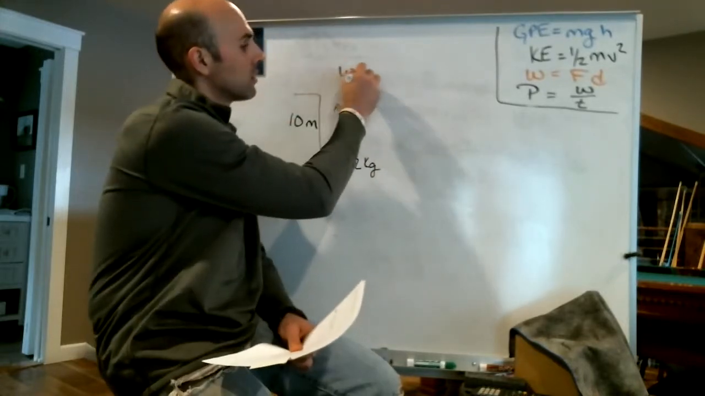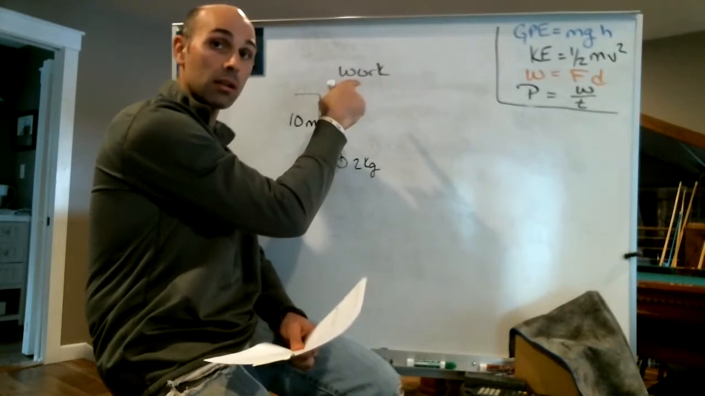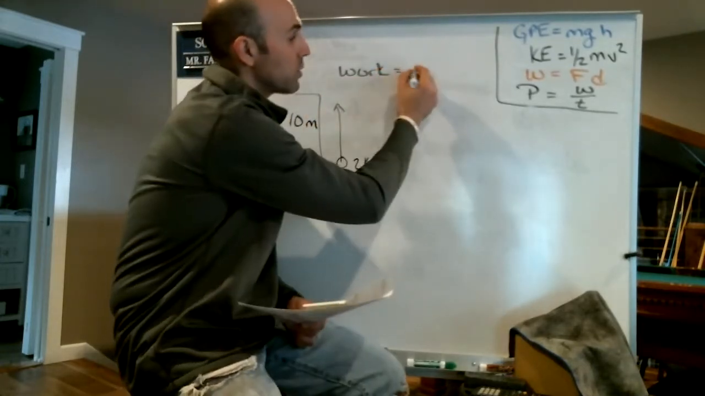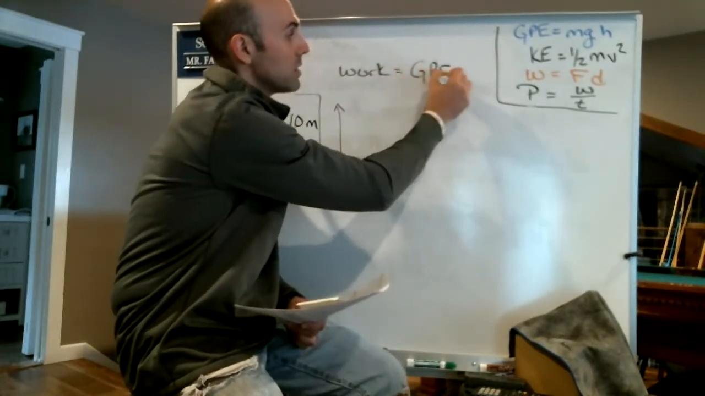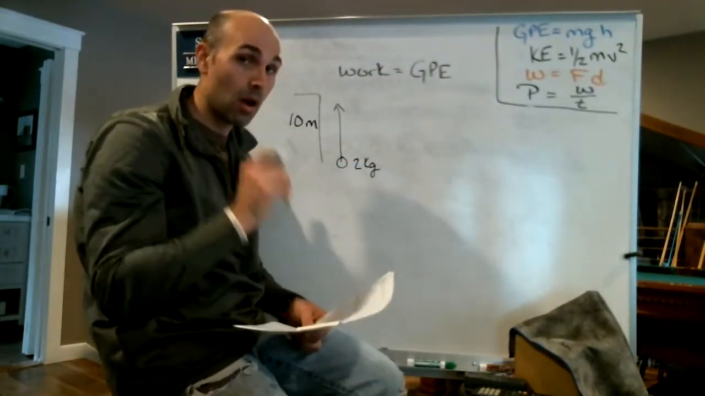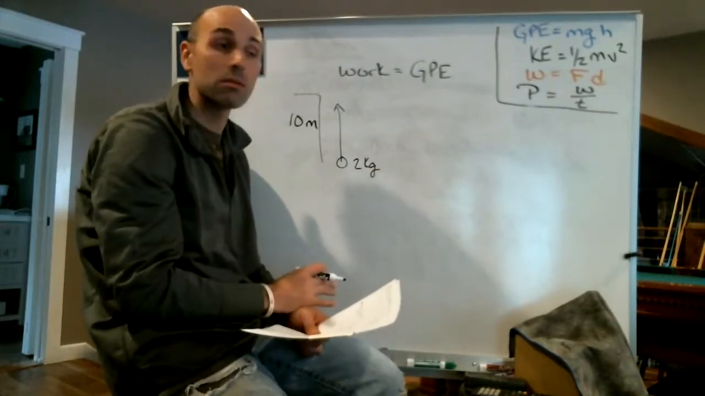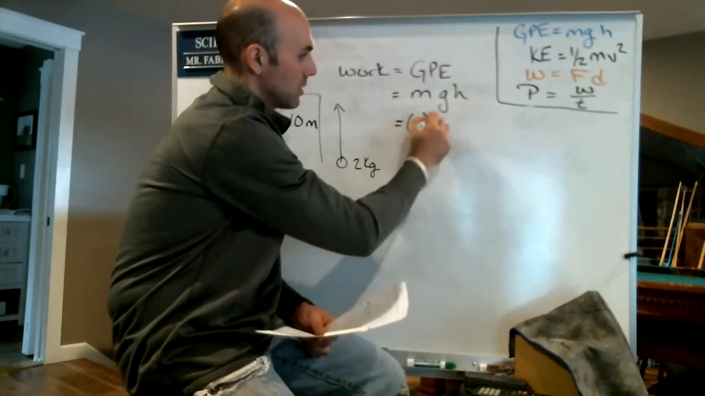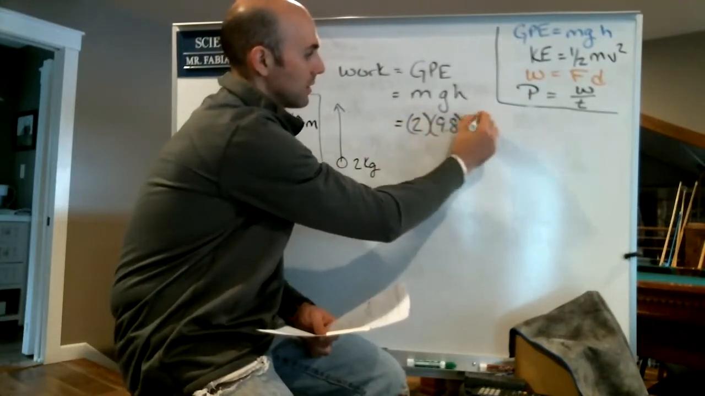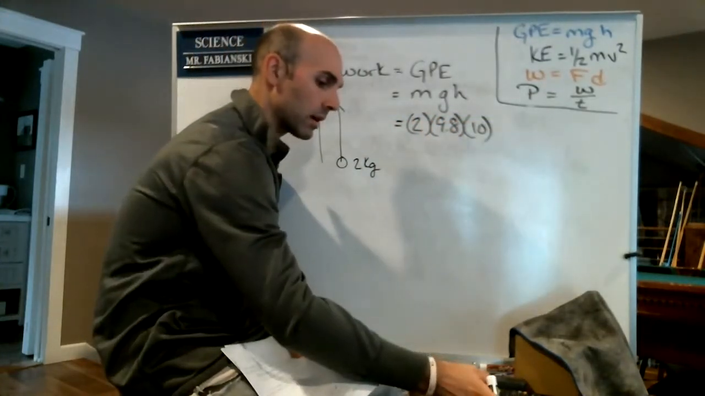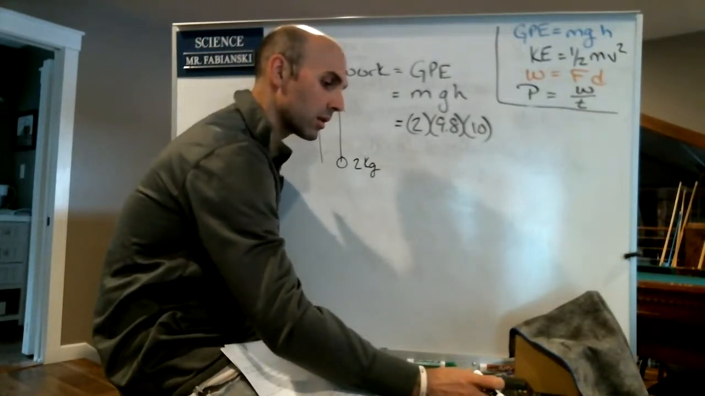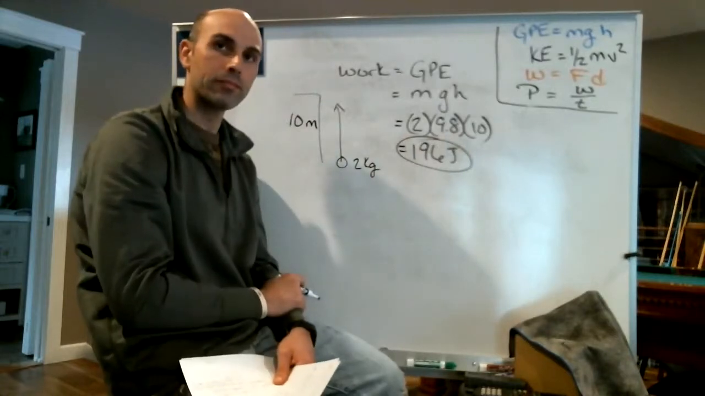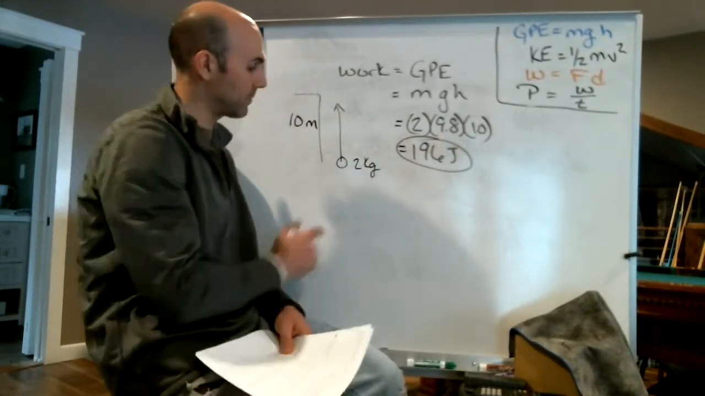Well, work in this case is equal to the amount of energy done to lift this up. So work here would be equal to GPE. Remember, I told you work and energy are similar. They're essentially the same thing, right? So mgh, 2 times 9.8 times 10. So that would allow us to be 196 joules. Okay, so that's one way to do this problem.